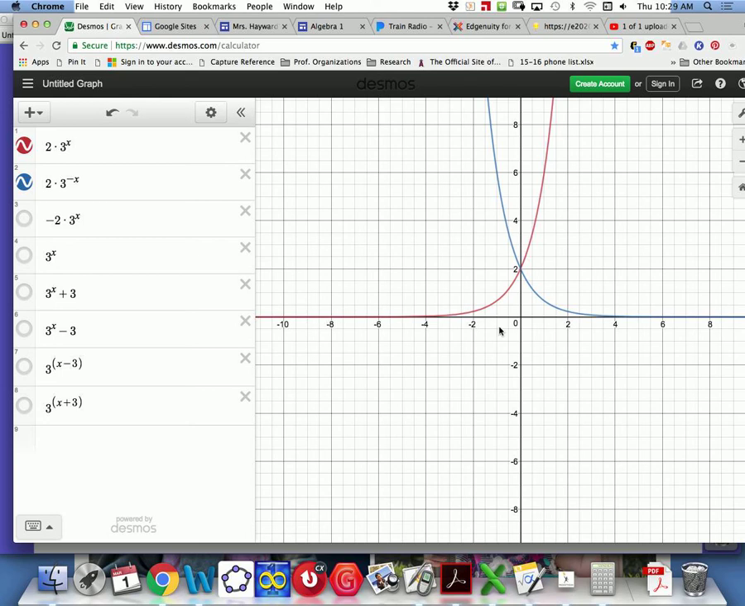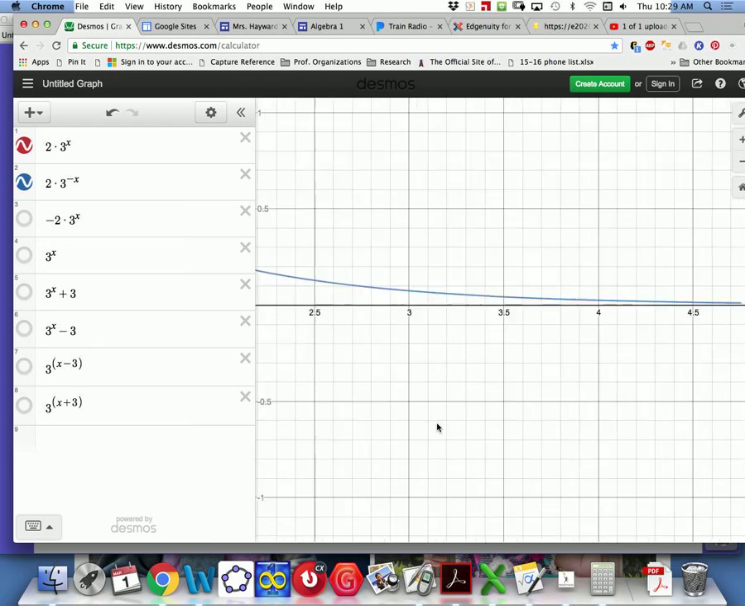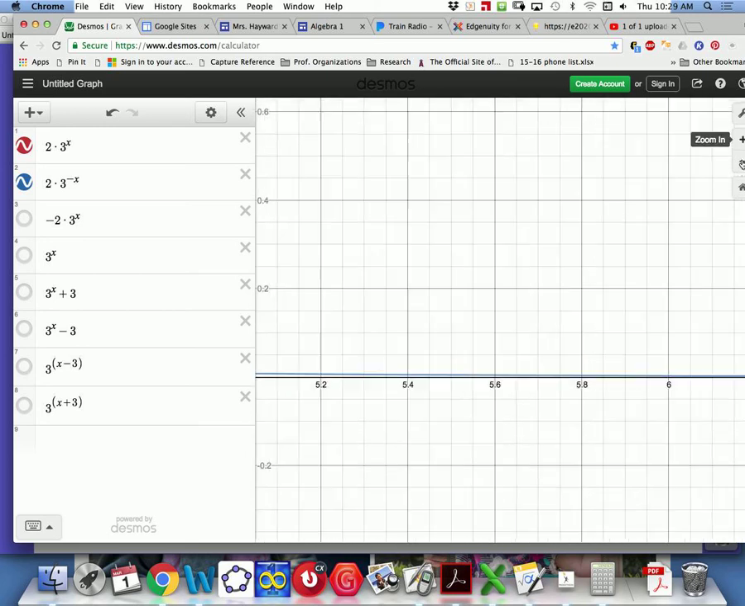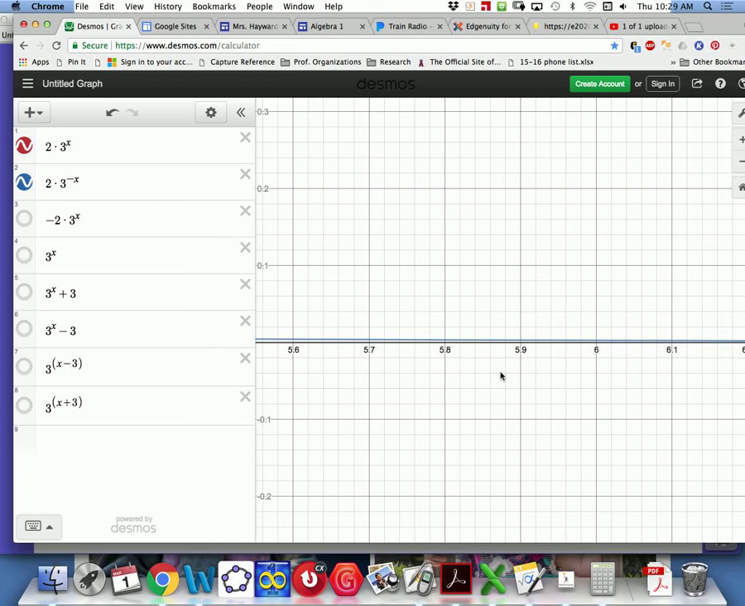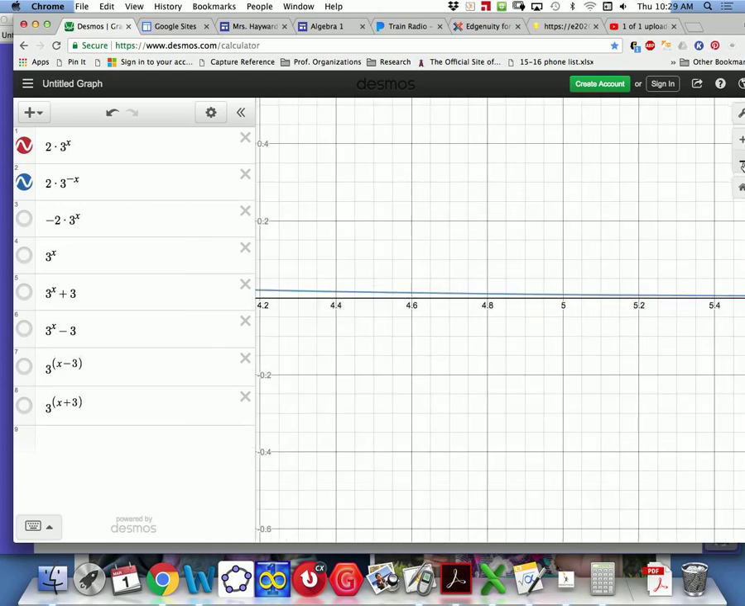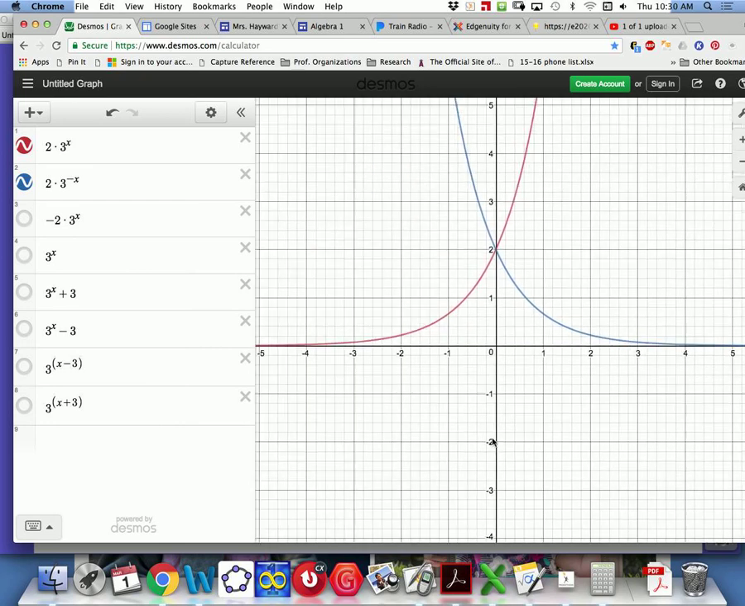Notice both of the equations still have the same horizontal asymptote of 0, because if we were to zoom in, every time I zoom in on this line, even though it looks like it gets to 0, the more that I zoom in, I can see that it never actually touches 0. And the same goes in the other direction also. So even though it looks like it'll touch 0, it never actually will.